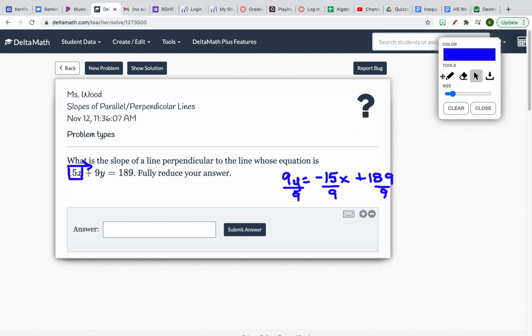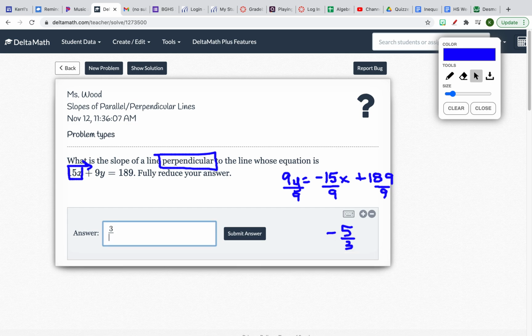So the slope of this line is negative 5/3. This question is asking me for a line perpendicular to it. So perpendicular means I do the opposite. So instead of being negative, it's going to be positive, and then I have to do the reciprocal. So I have to flip the 5 and the 3, so it becomes 3/5.